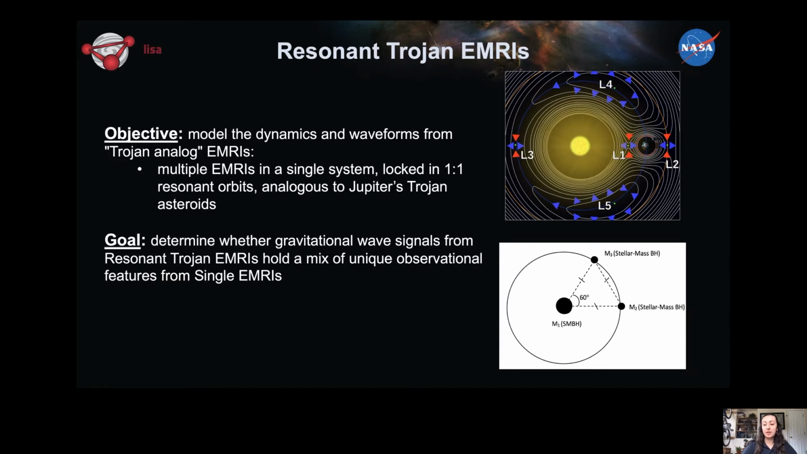So in our top right-hand figure, we have the Sun in the center, Jupiter on the left, and the 5 Lagrange points. L1 through 3 are unstable, and L4 and L5 are stable Lagrange points. Within this system, L4 and L5 are symmetric, so for our positioning for our simulations, we can choose either the L4 or L5 Lagrange point. For our simulations, we'll be using the L4 Lagrange point.